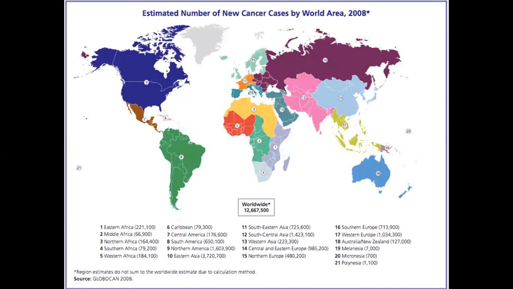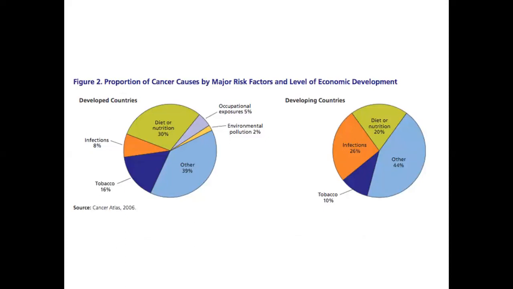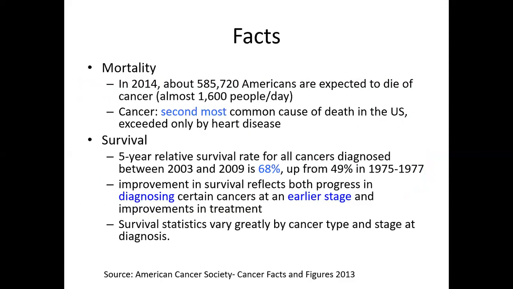Here is the estimated number of new cancer cases in the whole world in 2018. Cancer is spread across the whole world, and it is not one particular country where the cancer cases are high. Here is the proportion of cancer caused by major risk factors and level of economic development. As you can see, diet plays a 30% role, infection plays a 26% role, and other factors could be 44%.